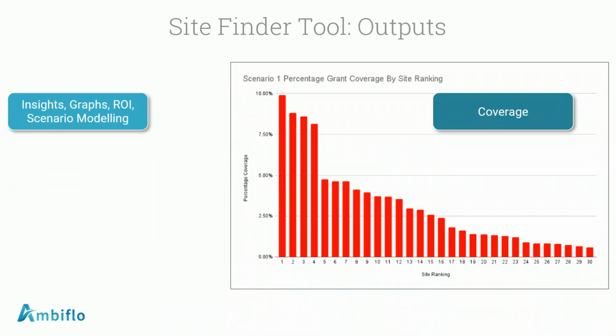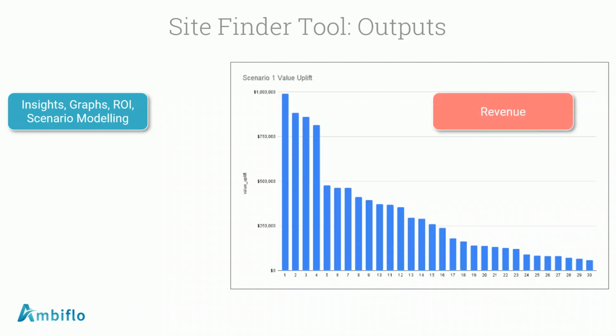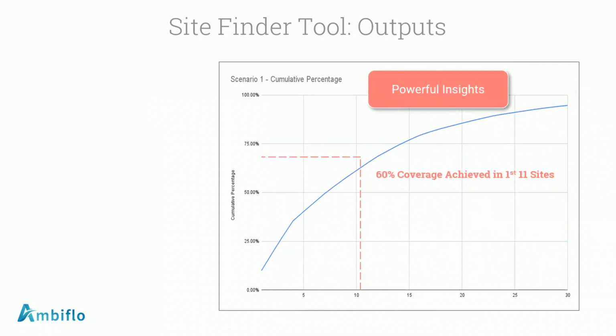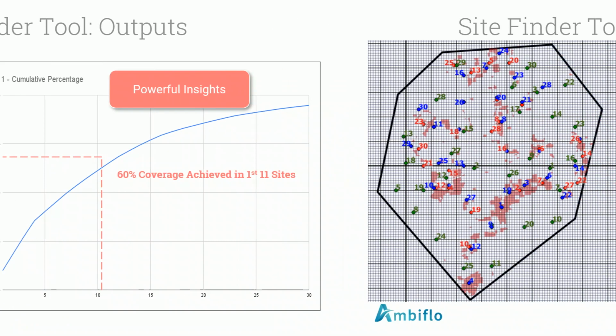And here we can see a plot now of those 30 locations, and they're indexed so we can see the best right the way down to location number 30. We can see from this plot the coverage achieved by each, and here we can see the revenue achieved by each of those locations. In this example we can see a cumulative plot, and in order to achieve 60% coverage, it shows us that the first 11 locations will serve that requirement.